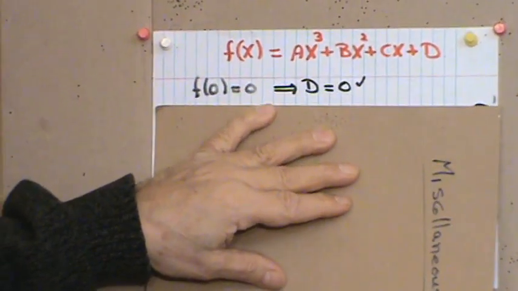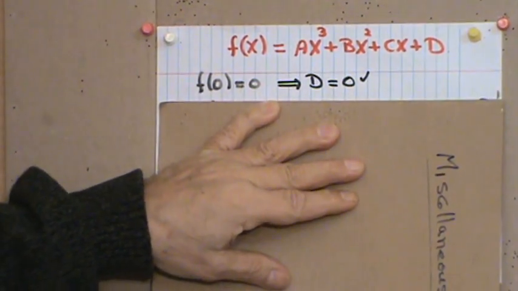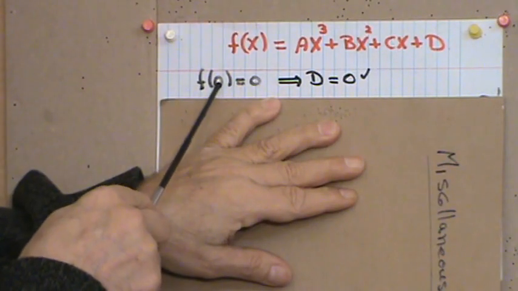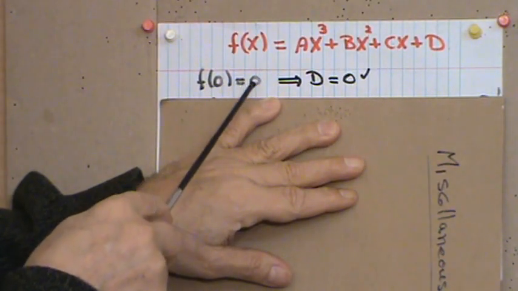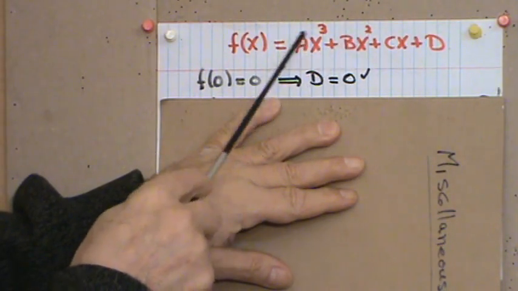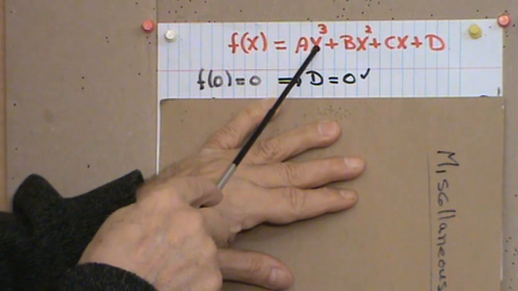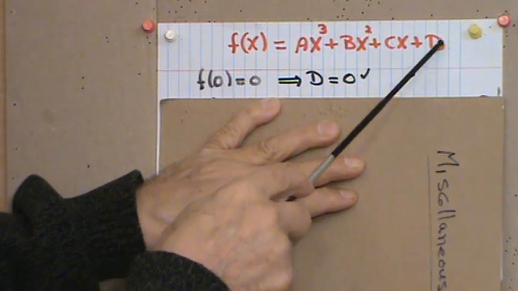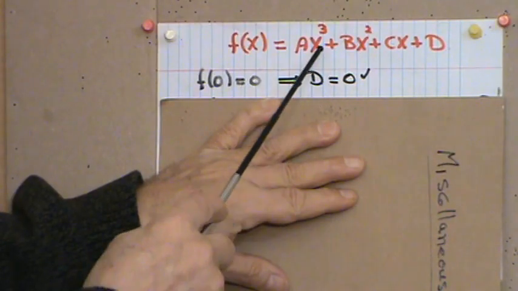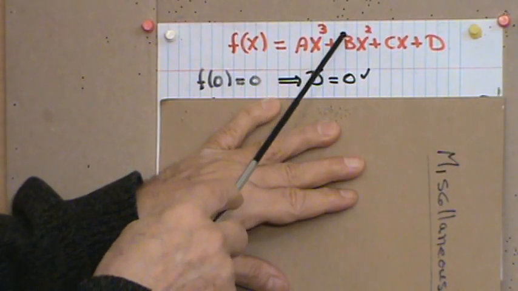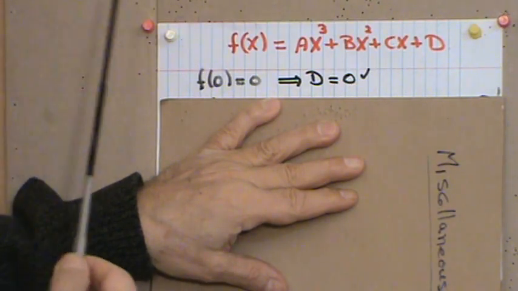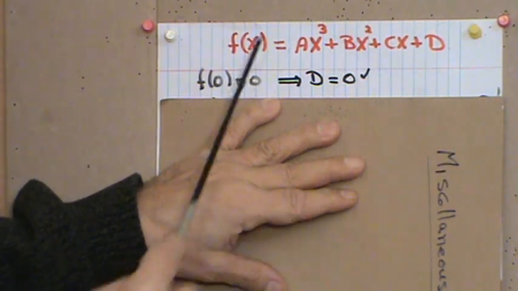So I go to the next. When the input was 0, the output was also 0. You remember from the data we had? So if we put input 0 for this function, we get 0, 0, 0, we get d equal to 0. Fantastic. We already found our d. Now we have to find a, b, and c. So we need 3 equations with 3 unknowns to determine a, b, and c.